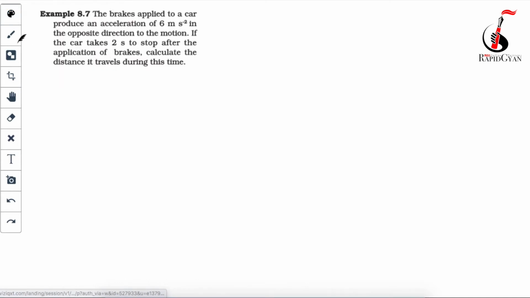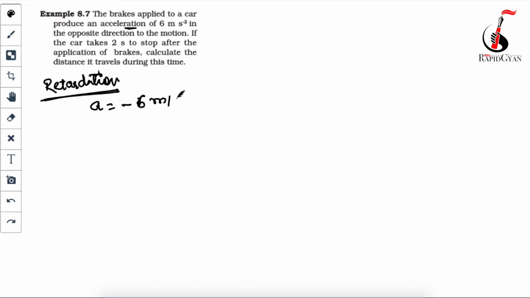Okay. So now let's solve the next example. The next example is saying that the brakes applied to a car produced an acceleration of 6 meter per second square in the opposite direction. So see, this acceleration in opposite direction is what? If you guys remember, I have told you this is also called retardation, means acceleration in negative direction, acceleration in opposite direction. So here, since acceleration is a vector quantity, I can write A is equal to minus 6 meter per second square.